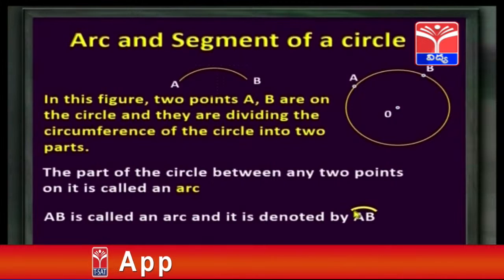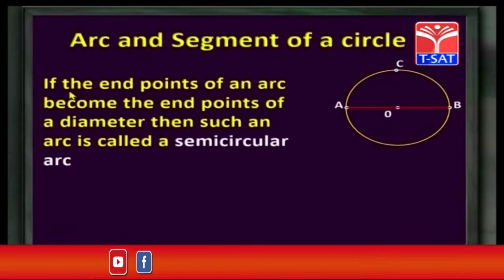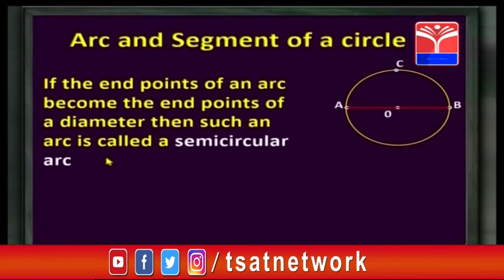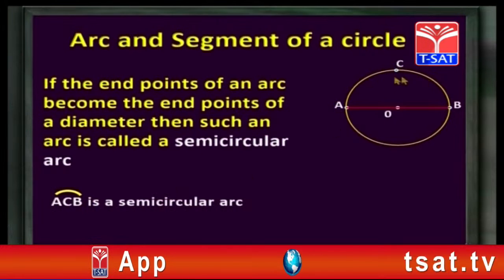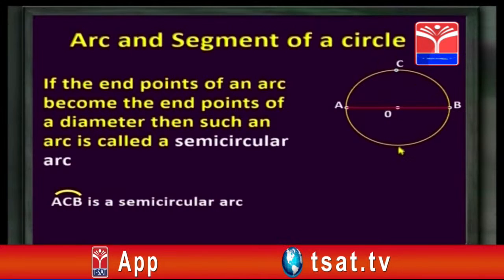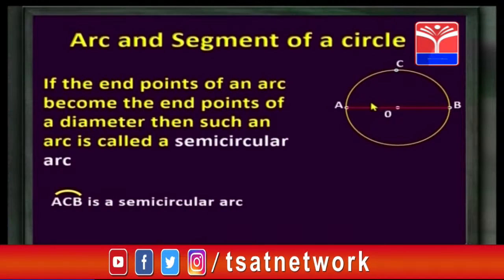This is the symbol for arc. Now, let us see, this is a circle and AB is a diameter, A and B are endpoints of the diameter, and C is a point. If the endpoints of an arc become the endpoints of a diameter, then such an arc is called a semicircular arc. So, here ACB is a semicircular arc. If I take a point here as D, ADB will also be a semicircular arc. So, a circle divides into 2 equal semicircular arcs.